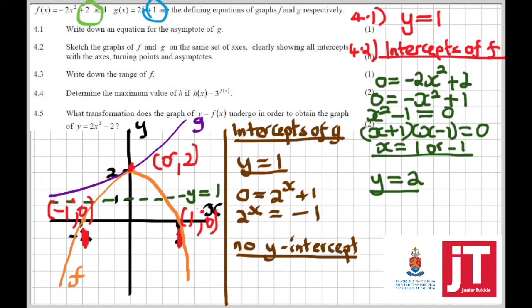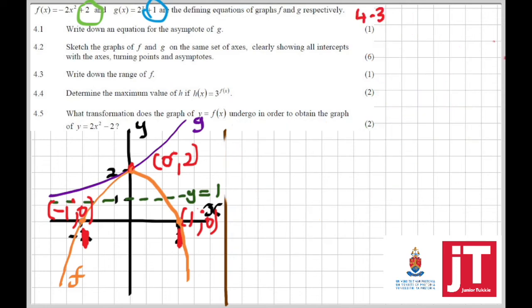We move on to the next part of the question where they say write down the range of f. For the range of f, y is less than or equal to 2, or y is an element of minus infinity up to 2 included. We move on to 4.4.